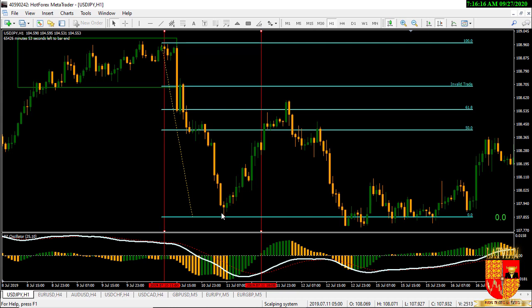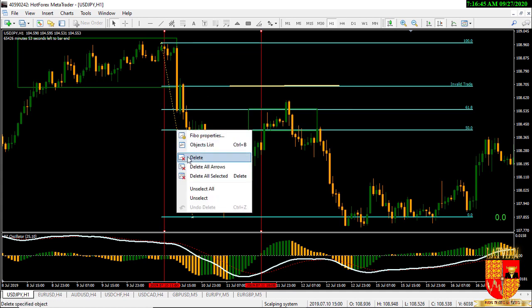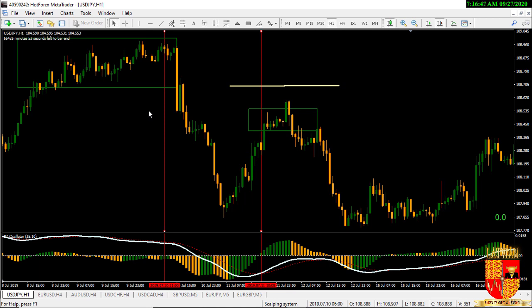Right after that, you draw your sweet zone. It has to be within the 50% to 61.8% level. After drawing your sweet zone, you also draw your invalidation level, which is right there, and then you delete your Fibonacci.